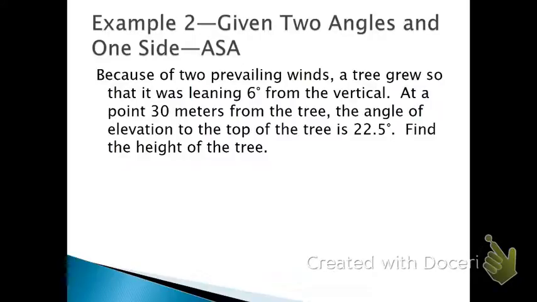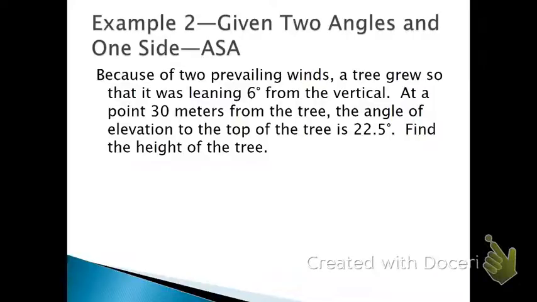Okay, on example 2, there's supposed to be a drawing with it, but it wasn't put on here, so I'm going to show you what it looks like. It says, because of prevailing winds, a tree grew so it was leaning 6 degrees from the vertical. At a point 30 meters from the tree, the angle of elevation to the top of the tree is 22.5 degrees. Find the height of the tree.